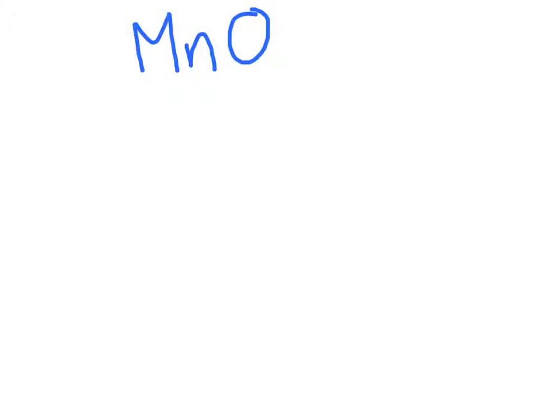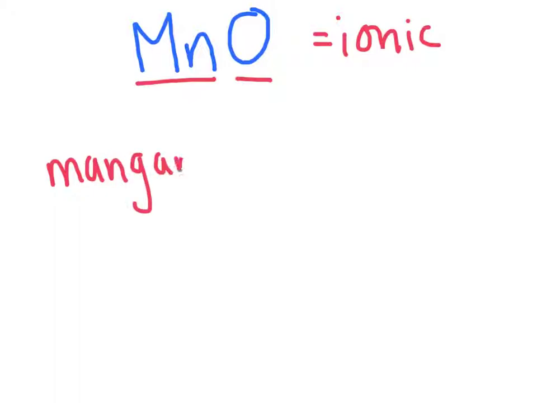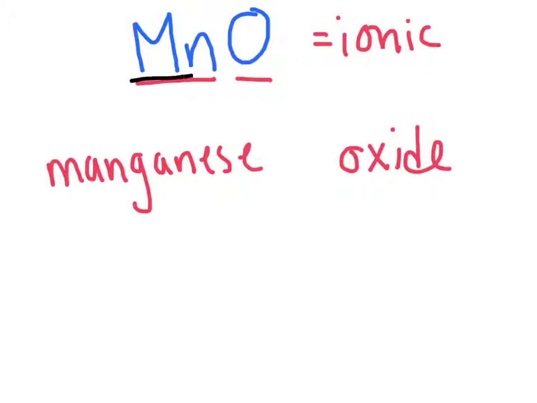Now, connecting it to what we've done before, you should be asking yourself, are these metals or nonmetals? Well, manganese is a transition metal. If you don't believe me, go find it. And oxygen is a nonmetal. So that means that this is definitely ionic because it contains a metal. And therefore, normally, I would name it manganese oxide, right? The full name of the metal, and then the root of the nonmetal plus IDE. The difference here is that manganese has more than one possible charge.